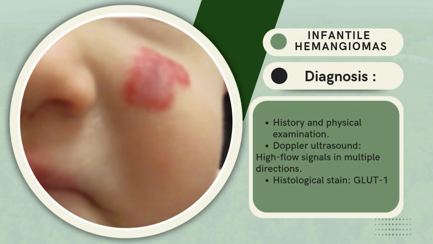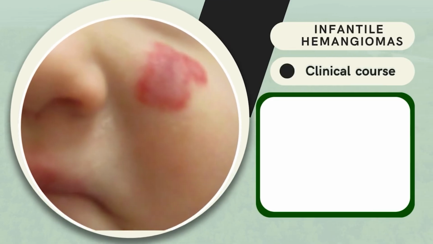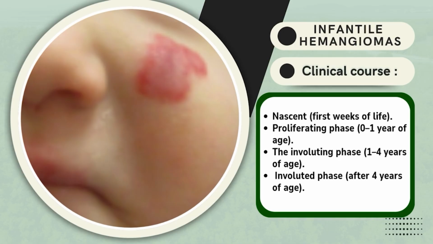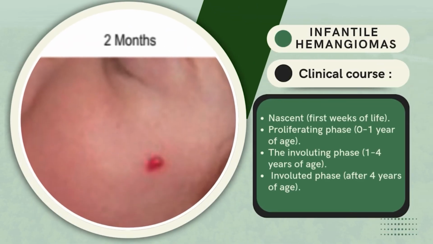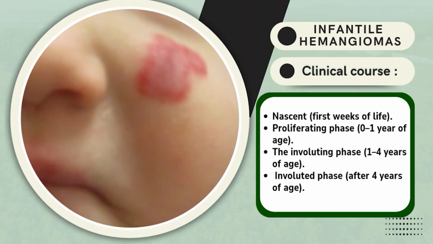Clinical course: infantile hemangiomas progress through distinct phases. Nascent, first weeks: a small red patch or visible blood vessels with a pale halo. Early proliferative, 1 to 5 months: rapid growth of a bright red lesion. About 80% of growth occurs by 3 to 5 months.